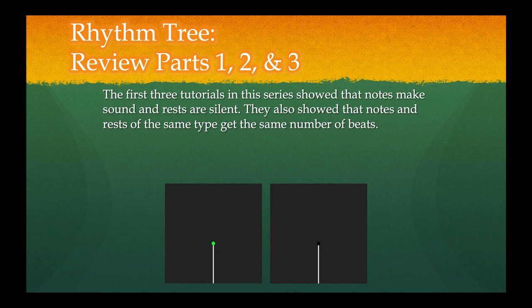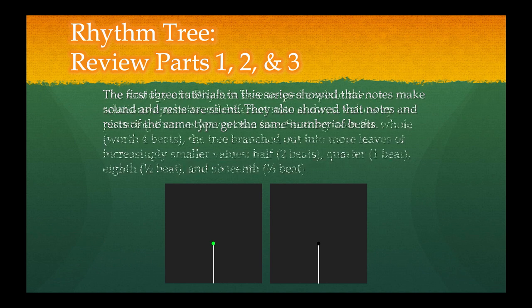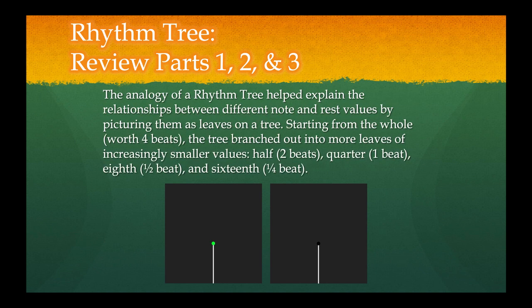The first 3 tutorials in this series showed that notes make sound and rests are silent. They also showed that notes and rests of the same type get the same number of beats. The analogy of a rhythm tree helped explain the relationships between different note and rest values by picturing them as leaves on a tree. Starting from the whole, worth 4 beats, the tree branched out into more leaves of increasingly smaller values: half, worth 2 beats, quarter, worth 1 beat, eighth, worth a half a beat, and 16ths, worth only 1/4 of a beat.